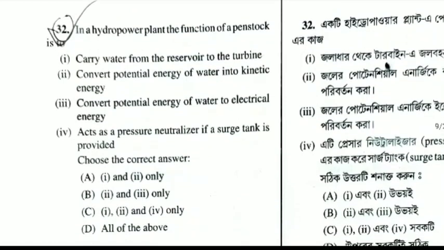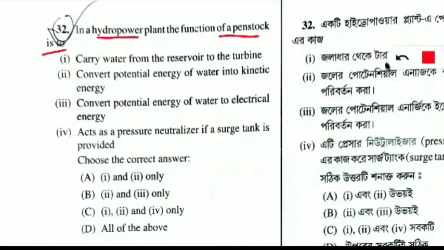Question 32 is a multiple option question. We have to select which options are correct among the 4 options given. Let's read the question first. The question is: in a hydropower plant, the function of a penstock is to what? So what is the function of a penstock in the hydropower plant? For some of you, it will be a new term which you will be hearing for the first time. Let's read each of the following statements one by one.